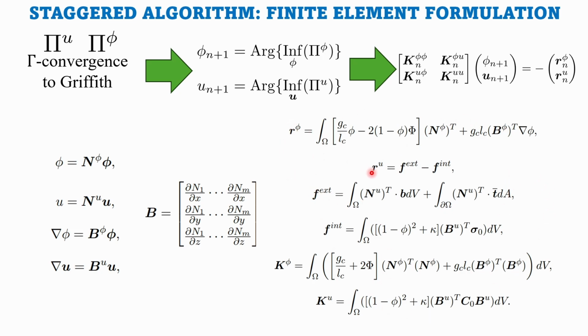So R phi and R u are these terms, the residuals. R u is F external minus F internal. R phi is this, it contains the history field. So this is the fracture term. And this is another fracture term containing grad of phi. Okay. F external, F internal are these. K phi and K u. K phi is essentially this K phi phi and K u is K u u. So they come out to be these expressions. They are long expressions, so they are of course derivable. If you convert this entire problem to the finite element formulation, you will be able to easily derive them.